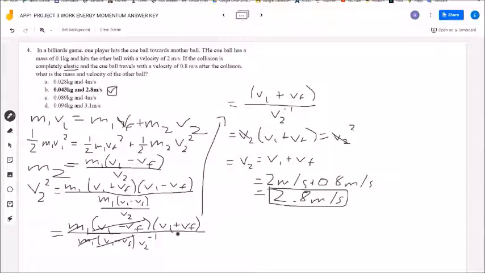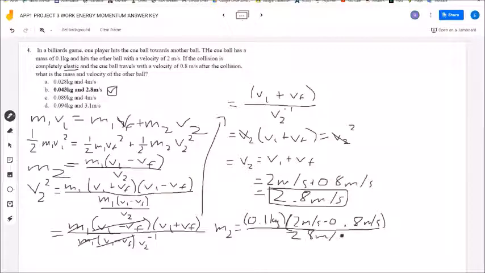we're going to solve for m2 as well. And just plugging everything into the equation we got earlier, m2 equals 0.1 kilograms times vi minus vf, which is 2 meters per second minus 0.8 meters per second, over v2, which we just derived, which is 2.8 meters per second. And this should come out to approximately 0.043 kilograms, which checks out. Therefore, the correct choice is answer choice B.